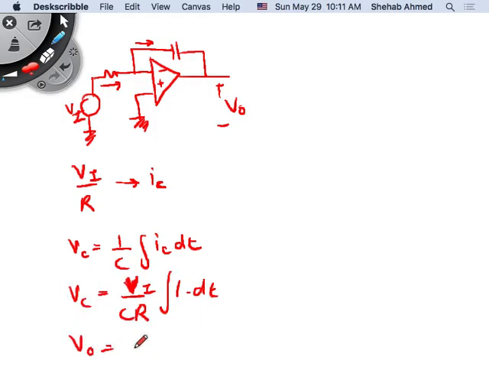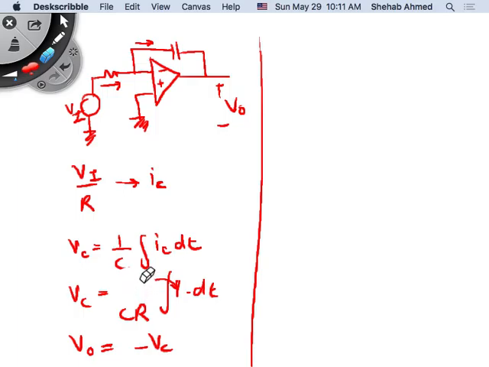That was the capacitor, and V output is equal to minus VC, and that's why we call this an integrator, because it's integrating in the time domain. VI is in this case the DC, but I can keep VI as a general voltage. What's happening is I'm taking my voltage signal at the input and I'm integrating it with respect to time, right? That's what I did here. I took my input voltage, I integrated it with respect to time, and at the output I get the integration of that voltage with respect to time.